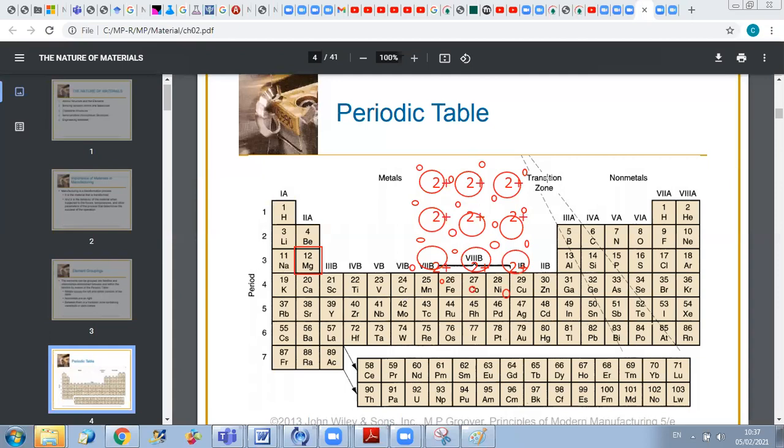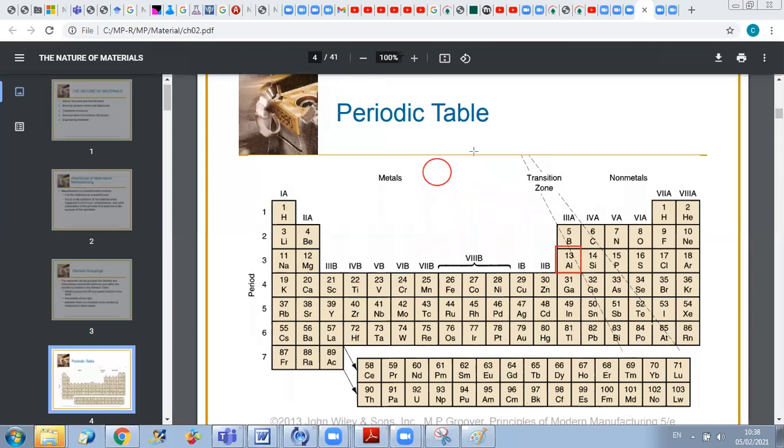Another example, if I tell you, for example, draw the metallic bond between a block of 4 atoms of aluminum. Aluminum tends to lose 3 electrons to give an ion Al3 plus. So if I have 4 atoms of Al, so 1, 2, 3, and 4.